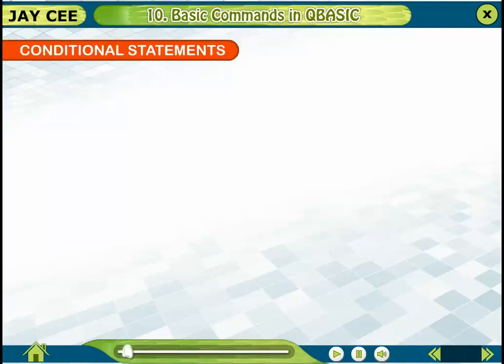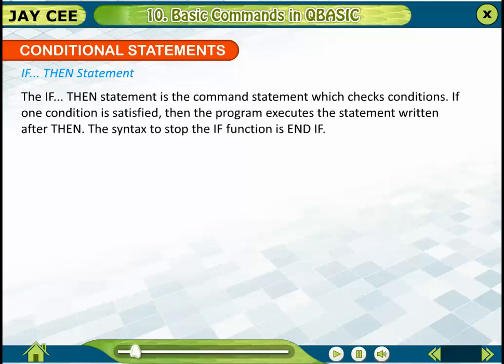Conditional statements. If-then statement. The if-then statement is the command statement which checks conditions. If one condition is satisfied, then the program executes the statement written after then. The syntax to stop the if function is END IF.